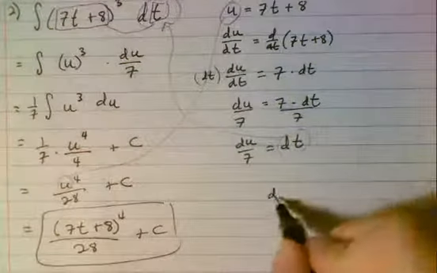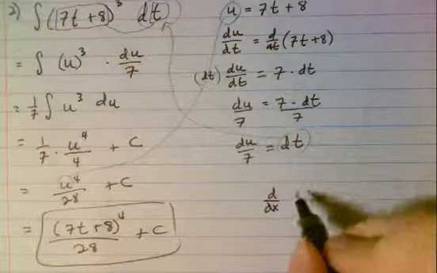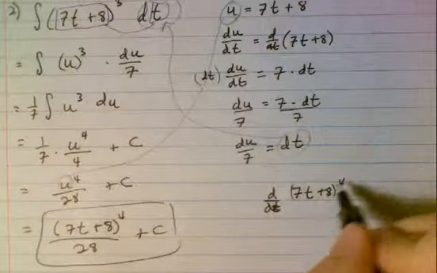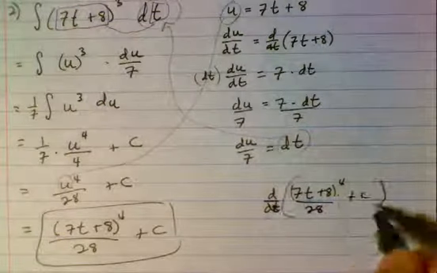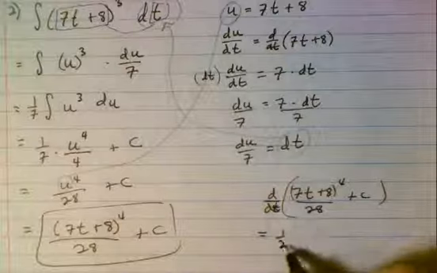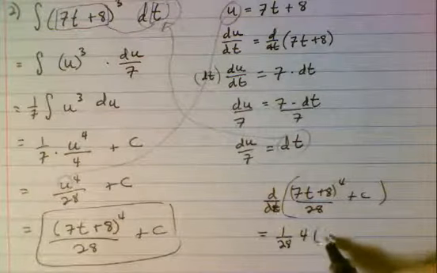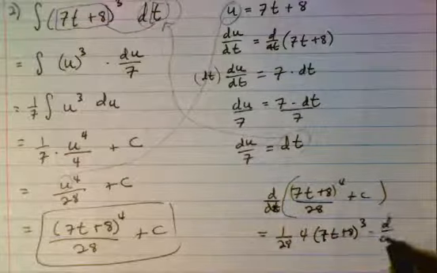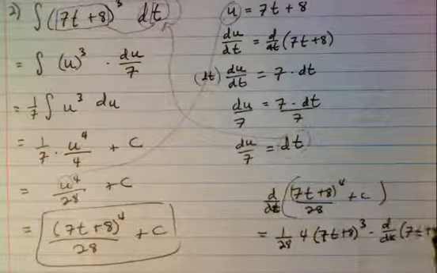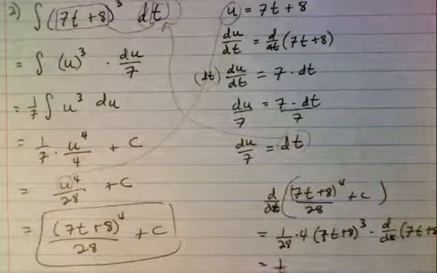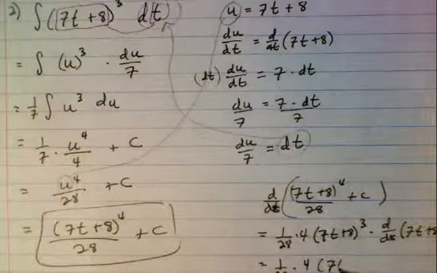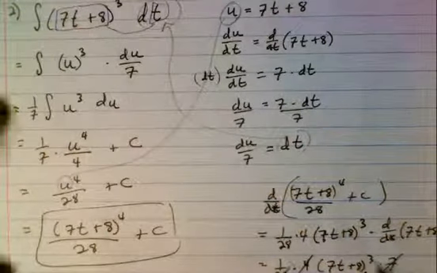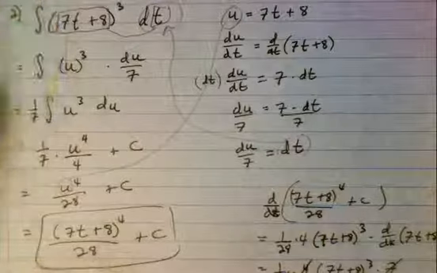Now we're going to come back over here and do our check step. So the derivative with respect to t of 7t plus 8 to the 4th over 28 plus c. We've got 1/28. We're going to bring down that 4 and subtract 1 from the exponent. And we're going to do the derivative of what's inside. It's 1/28 times 4 times 7t plus 8 to the 3rd times 7. 7 times 4 is 28. That cancels out there. And we end up back with what we started off with, which is good.